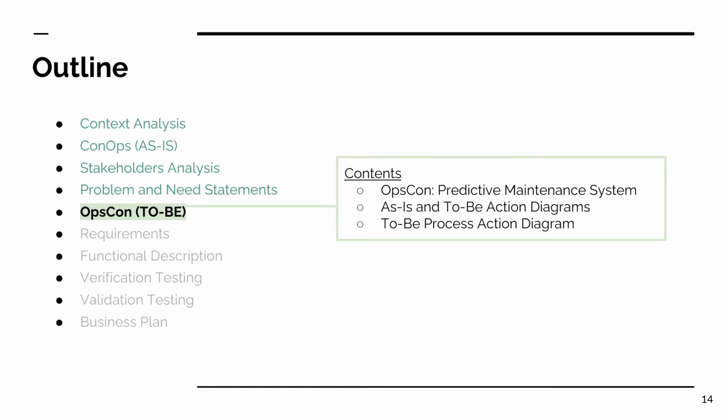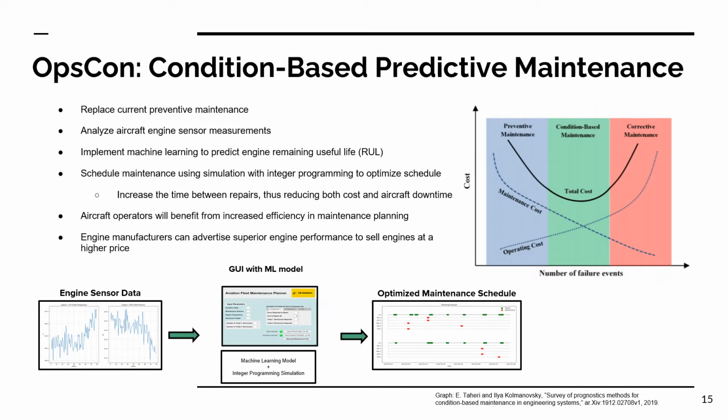Should I now move on to our 2B process? Our 2B process is condition-based predictive maintenance. This allows us to replace current preventive maintenance methods.